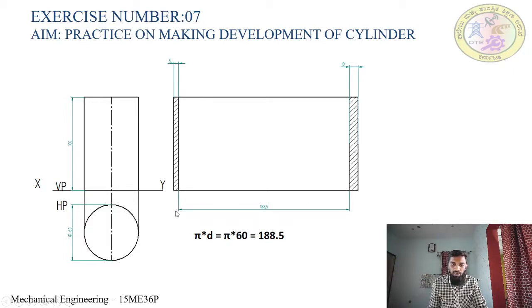See, in order to know the development length, we have to find the product of pi into d, that is 188.5 millimeter. See, the extra material or extra length which is provided on the left and the right side of the development is in order to have a seam joint. On the left side 5 millimeter is given and on the right side 10 millimeter is given. See, in the next video we are going to know how to mark this dimension on the galvanized iron sheet and how to make a seam joint.